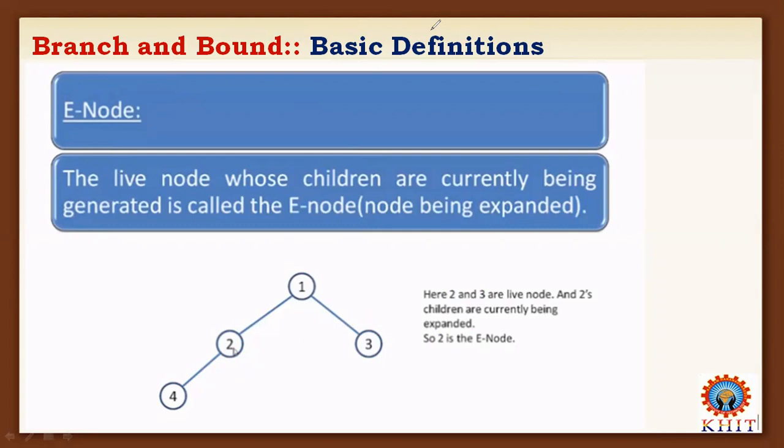So we have to draw. I want to draw. Take a pen. Live nodes means node 2 and node 3 are live nodes. We have seen this earlier. Why? Because they do not have any children nodes. That's why these two nodes are considered as live nodes. But an E-node means an E-node can be generated from live nodes.